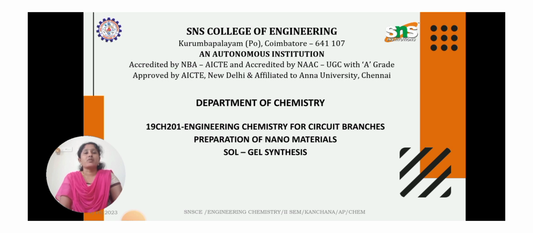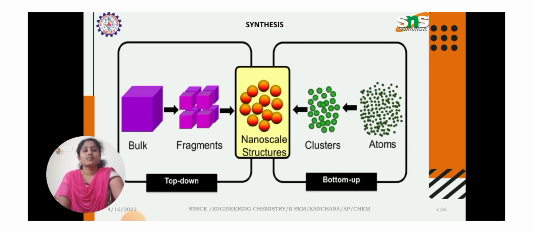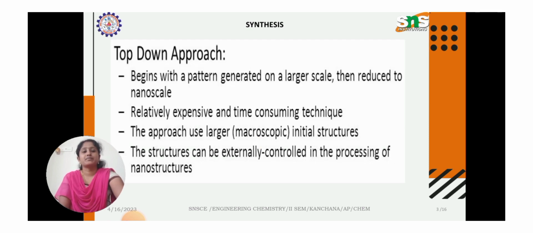In this video, I am going to talk about the preparation of nanomaterials by sol-gel synthesis. There are two types of approaches, the top-down approach and the bottom-up approach. In the top-down approach, bulk materials are broken into smaller particles of nanoscale structure. This method is followed by chemical vapor deposition, laser ablation, and then electrodeposition and electrochemical deposition.